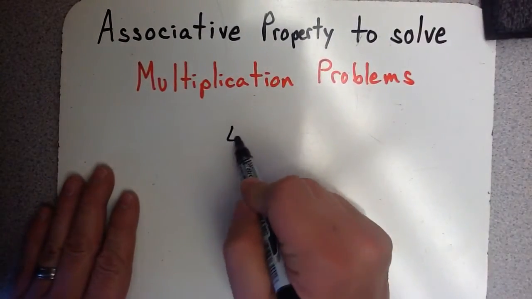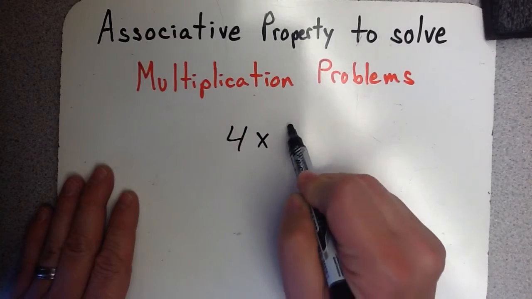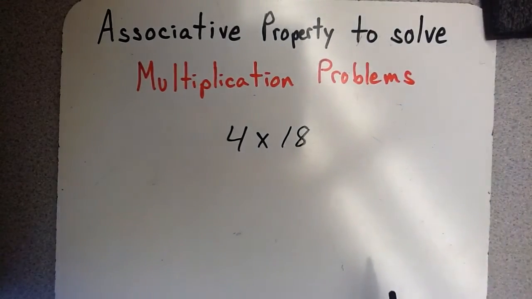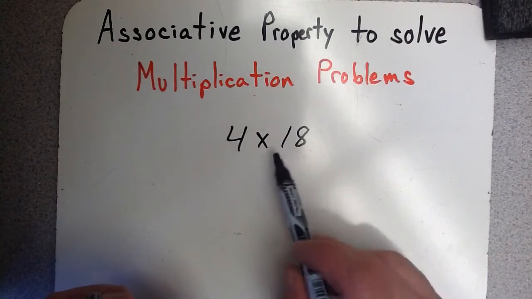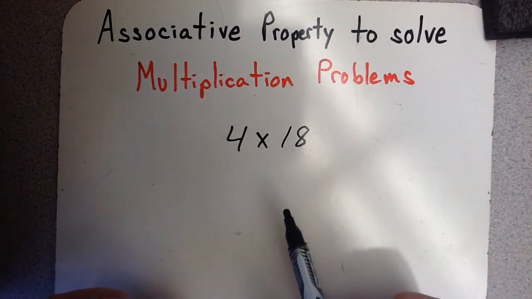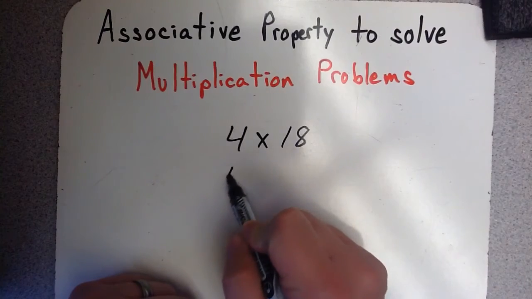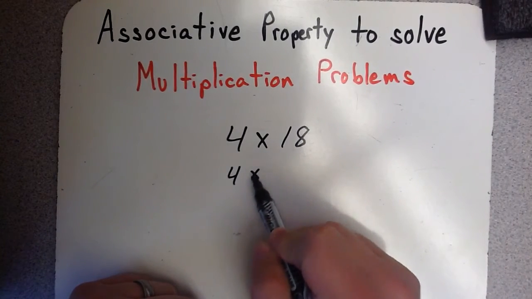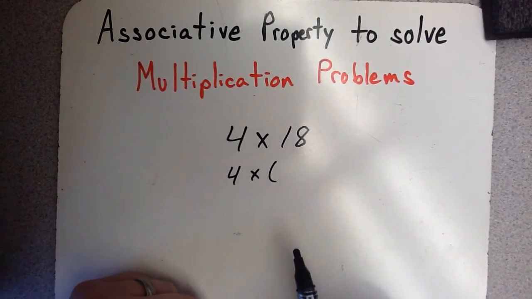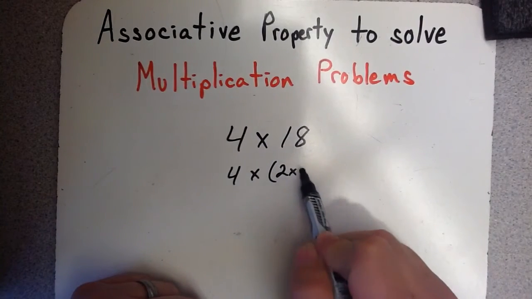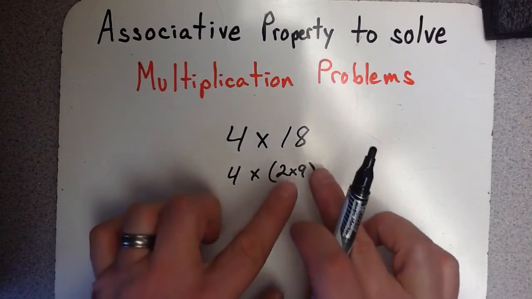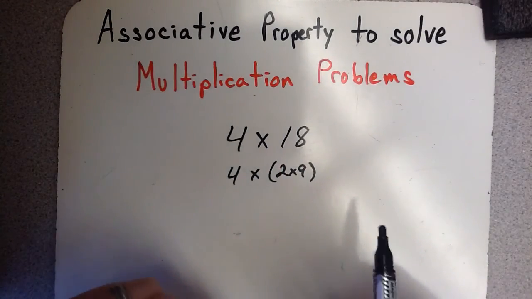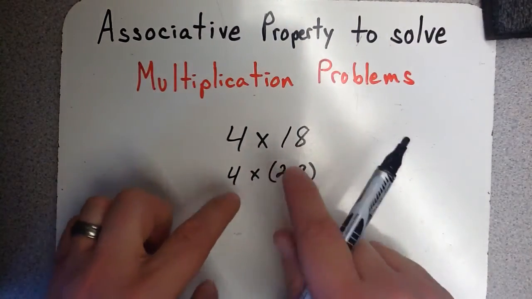Let's look at 4 multiplied by 18. So again, 4 has some factors, 1, 2, and 4. We're going to focus on breaking down 18. So I can rewrite this as 4 multiplied by, and I can write my 18 as 2 multiplied by 9. Okay. Now as you can see, right now the 2 and the 9 are grouped together, so I'm going to go ahead and group the 4 and the 2 together.